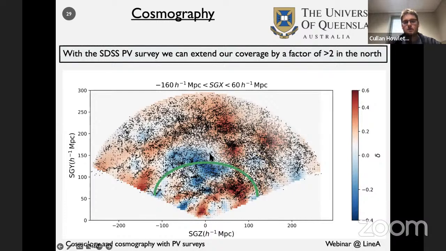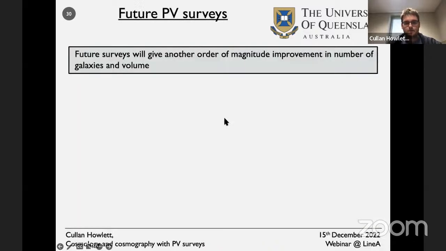And so what this enables us to do with this data is really push out our cosmographic analyses. And now we can capture some really interesting structures which we know are there from the redshift surveys. For instance, this structure here is the Sloan Great Wall. And so with these new cosmographic maps, we can really start to look at detail about the flows and the underlying structures that make up this Sloan Great Wall, for instance.